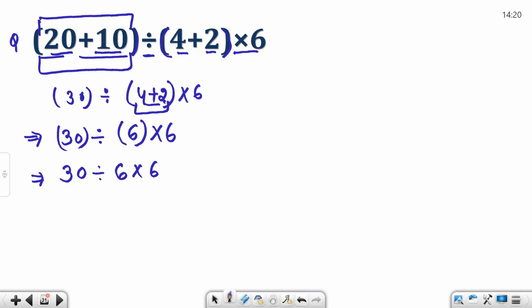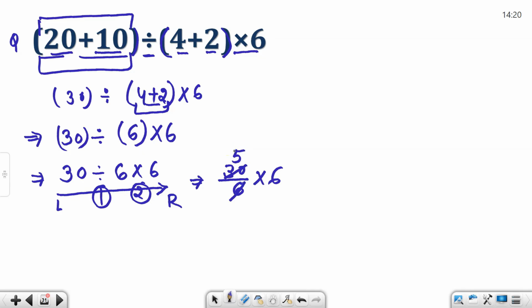Now let's check left to right. When checking left to right, whatever comes first gets the first priority. So here, divide comes first and multiplication comes in a second position. Let's solve it further. 30 divided by 6, multiply by 6.